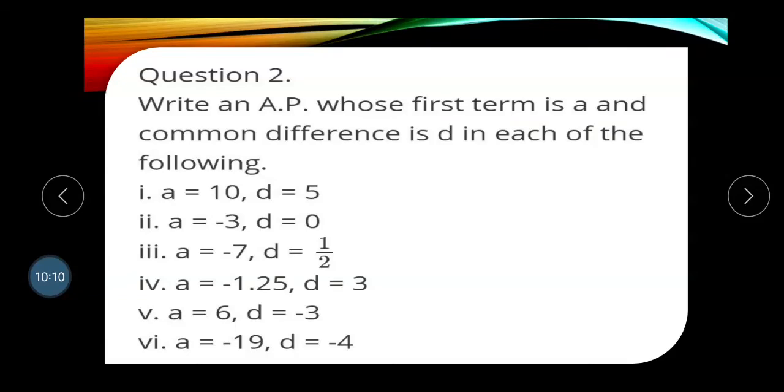Question number 2. Write an AP whose first term is A and common difference is D in each of the following.